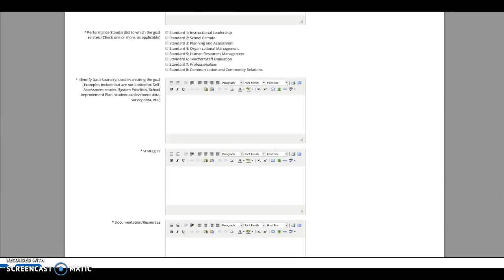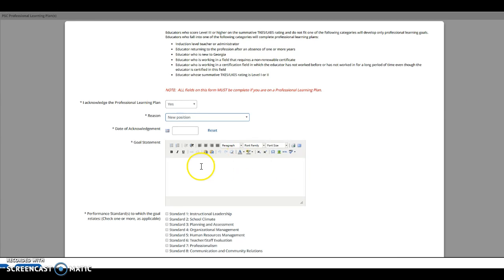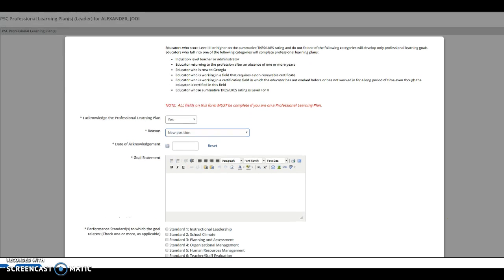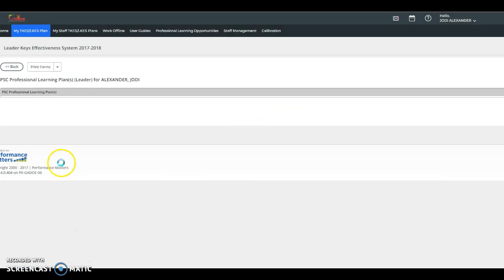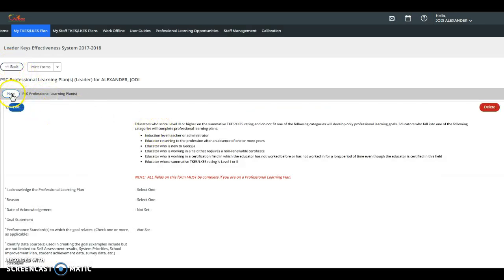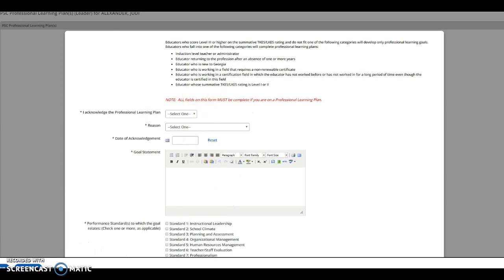Another problem is that we've all written it as a paragraph, and we've put them all into one goal statement. So we have goal one, and then we have goal two. This needs to only be for goal one. To write goal two, you have to go back up, cancel, and I have to do new, and then it's the same exact process. I put in my second goal.